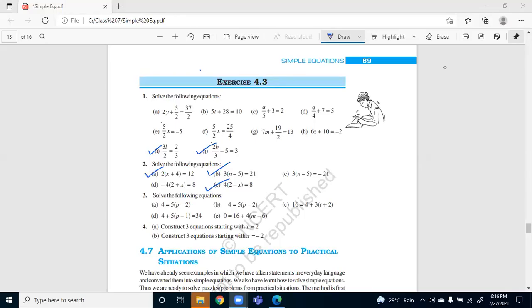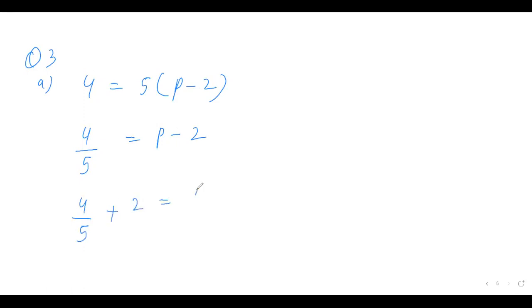Question number 3. 4 is equal to 5p minus 2. So when this 5 changes side, it will come in division, because here it is in multiplication. So whenever it changes its side, it will come in division. Now minus 2 will change side, so it becomes plus 2.